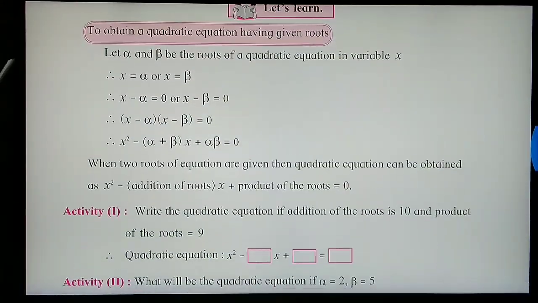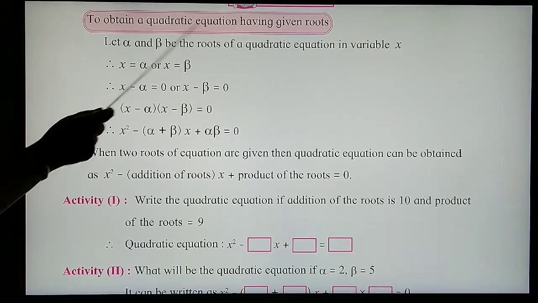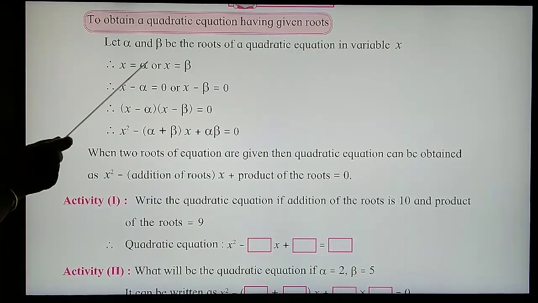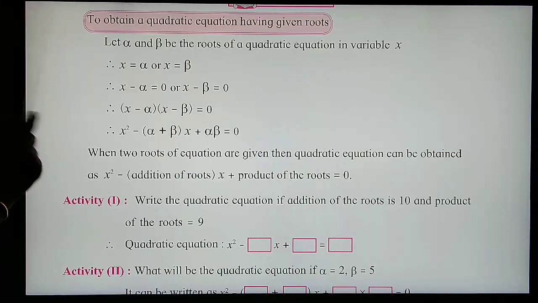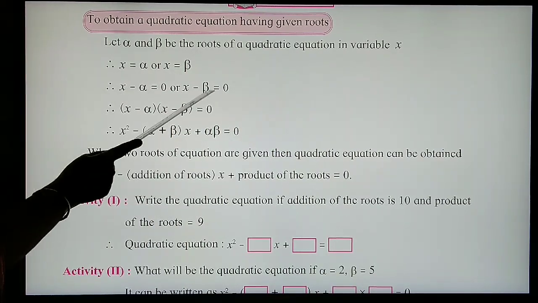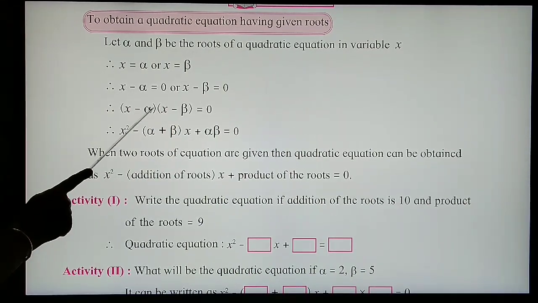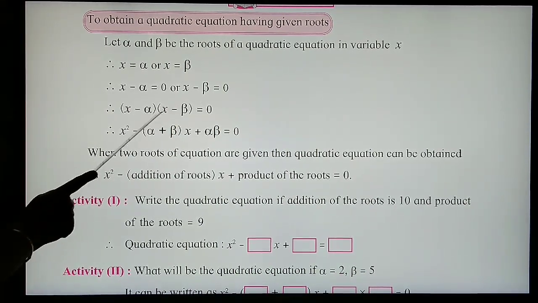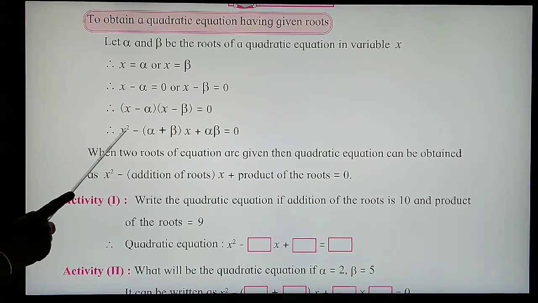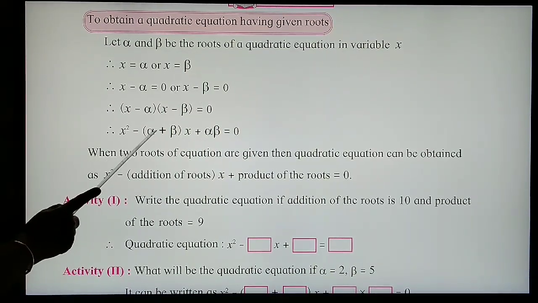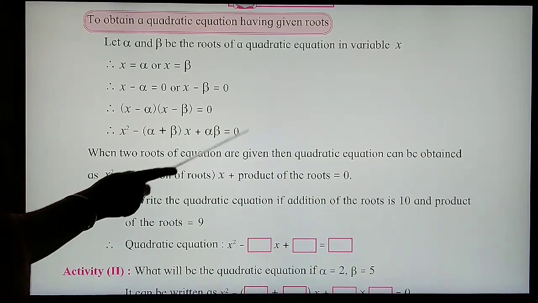Now, to obtain a quadratic equation having given roots. Alpha and beta are the roots of this equation, where the variable is x. So first we take x equal to alpha, and then x equal to beta. Alpha here becomes plus, that is, this side minus, beta also minus. So multiply these two brackets, x minus alpha and x minus beta. We form the equation x square minus, in the bracket, alpha plus beta into x plus alpha into beta equal to 0.